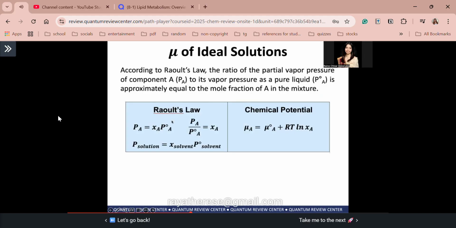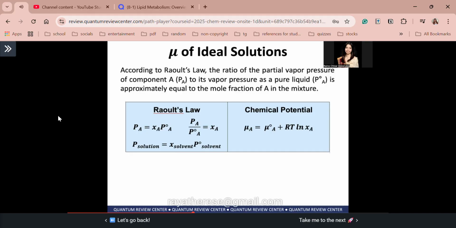So sinasabi lang ng Raoult's law guys, okay? P_A is equal to X_A times P°_A. P_A is the pressure of component A in the mixture, okay? Or how much vapor ang binibigay ni A. P°_A is the pressure of pure A. Pure A. If A was just itself, okay, hindi siya nasa solution. And X_A is the mole fraction of A in the mixture, or how much A is present, okay?